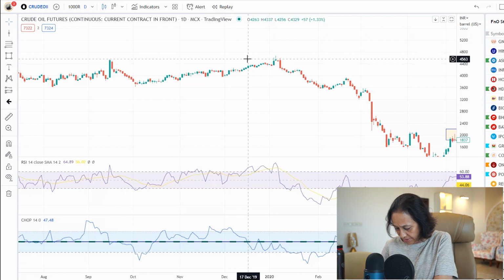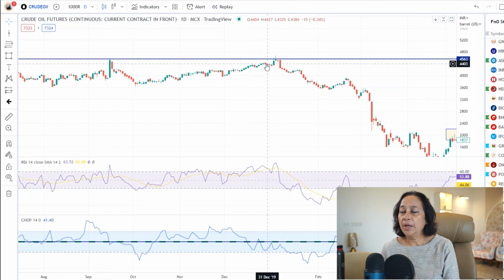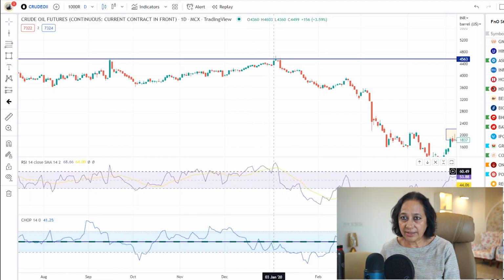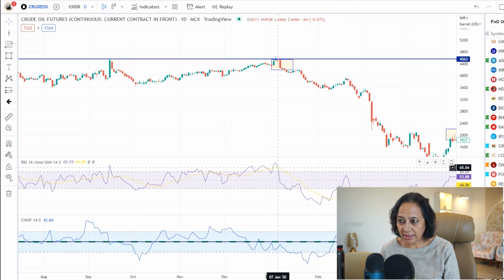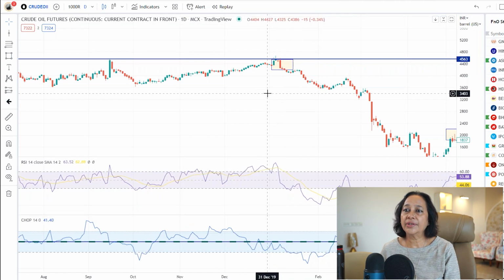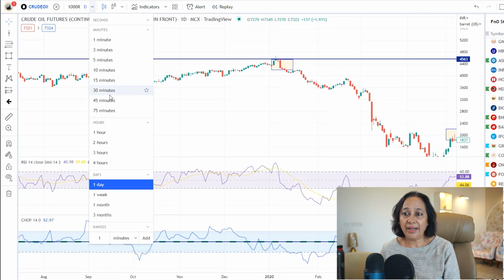See, this is a definite double top. This is a definite double top. And now let's mark where RSI goes below 60. This is the place where RSI goes below 60 and choppiness is already below 50. So very strong indication that market will be trending.